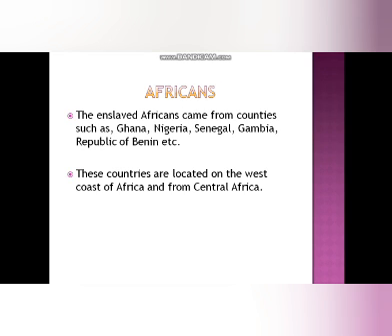What about the Africans? The enslaved Africans came from countries such as Ghana, Nigeria, Senegal, Gambia, Republic of Benin, etc. And these countries are located on the west coast of Africa and in Central Africa. All right?